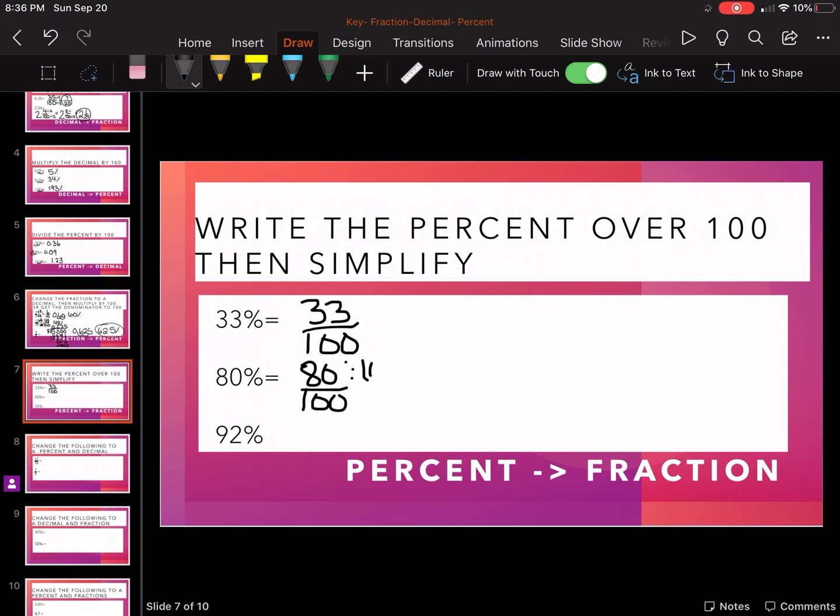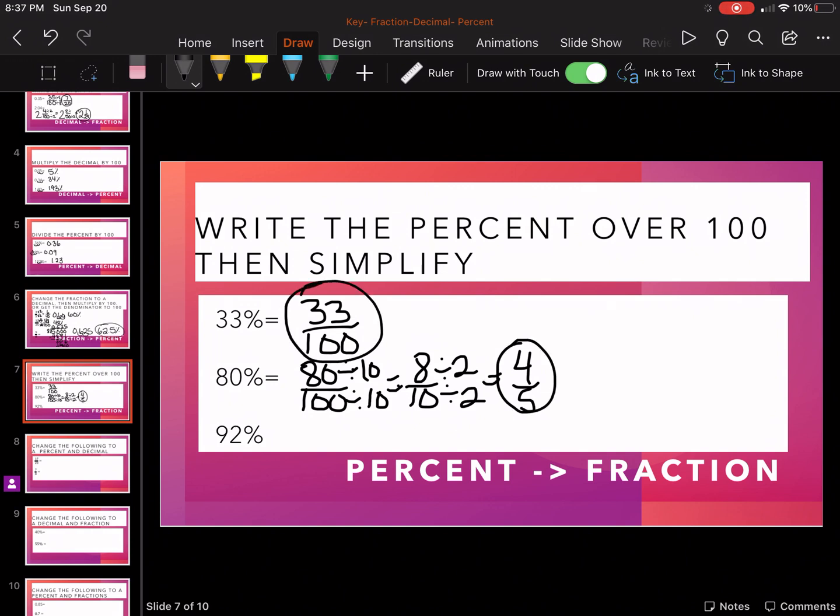Again, we got to simplify it always. Divide by 10, because that's what I came up with first. So it's 8 over 10. And then divide by 2, and you get 4/5. Okay, the next one I'm going to do it down here at the end. 92 out of 100. Simplify it. Divide it by 4. Gets me 23/25.